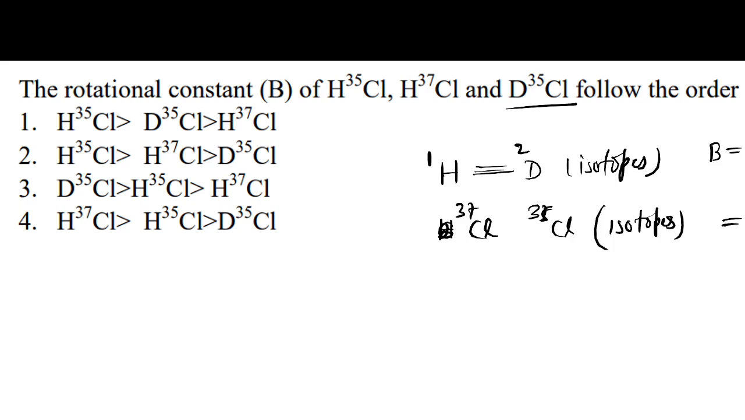C is the velocity of light. This h is constant. This pi is constant. The 8 is constant. So the rotational constant B is proportional to 1 by mu. Among three molecules, the molecule having the highest reduced mass will have the lowest rotational constant. So now can you calculate it?